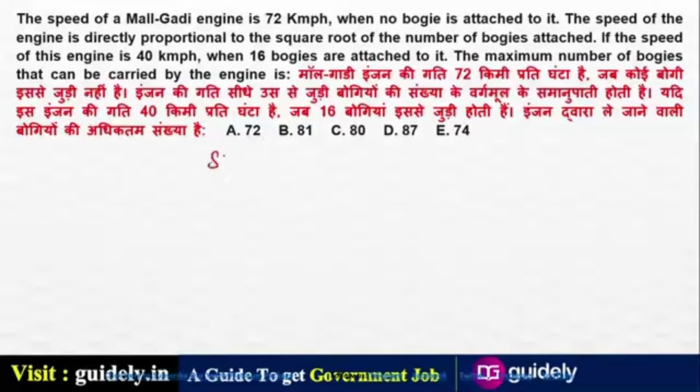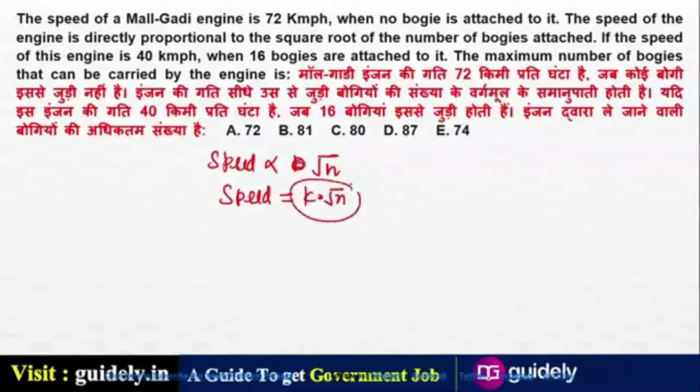So the speed is directly proportional to the square root of the number of bogies. Let the number of bogies be n. So speed is equal to k into root n, right? This is the part. I hope you are getting my point.